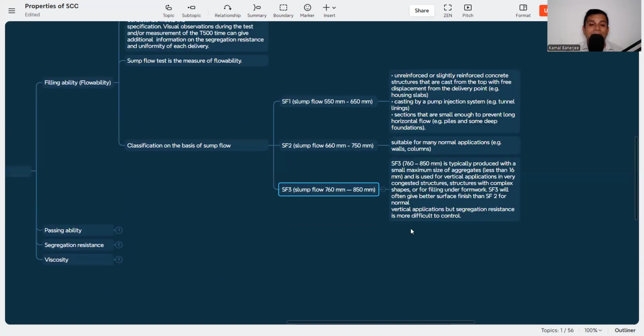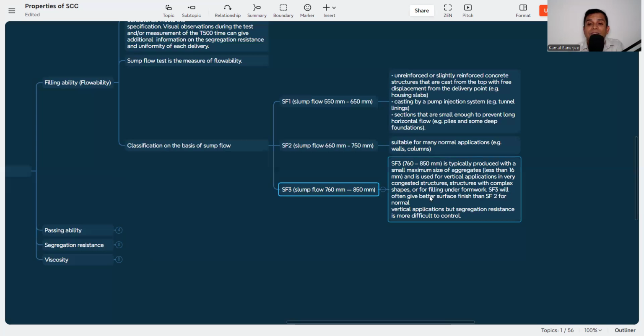That is a high flow, that is 760 to 850. This is typically produced with a small maximum size of aggregate, less than 16 mm, and is used for vertical applications in very congested structures. That means if it is a very congested structure, we need to use slump flow SF3, that is between 760 to 850. Structures with complex shapes, if the shape is not regular, an irregular shape, that is also where this self-compacting concrete with SF3 slump flow value is to be used.